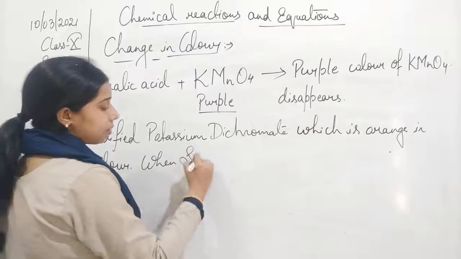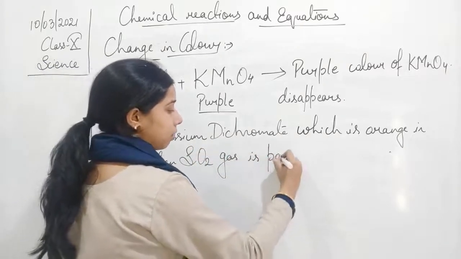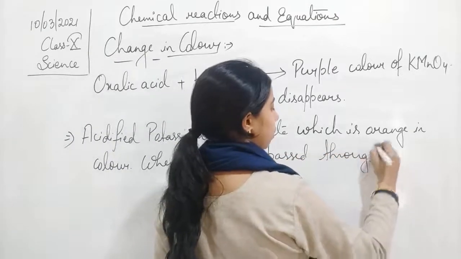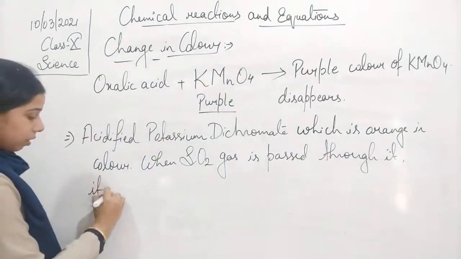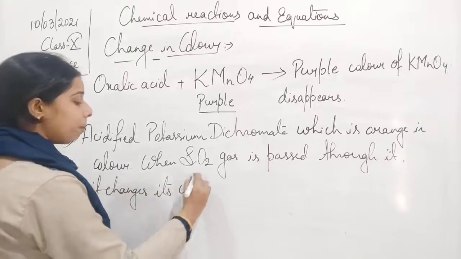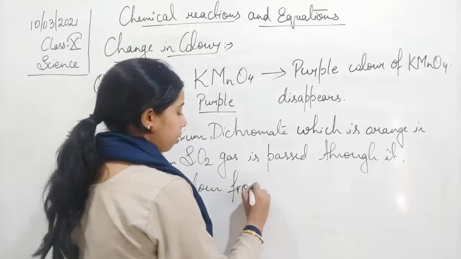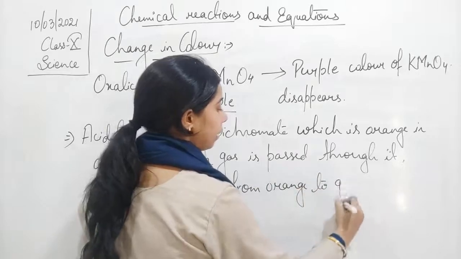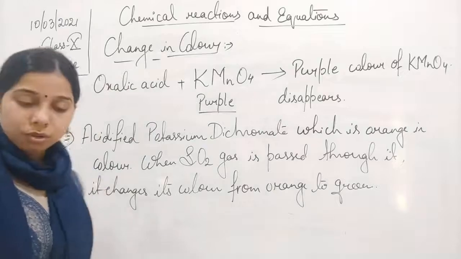When sulfur dioxide gas is passed through it, it changes its color from orange to green. Okay, it changes its color from orange to green.